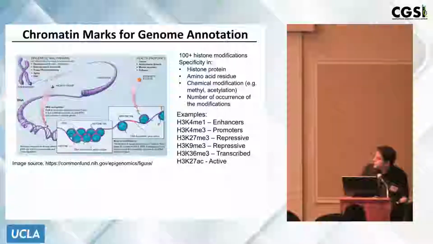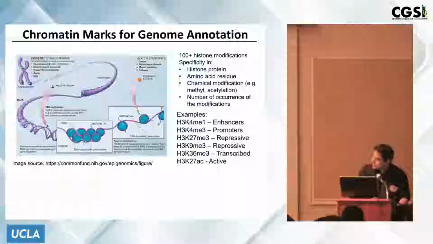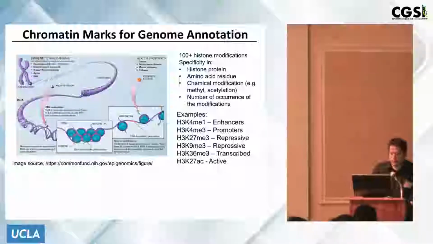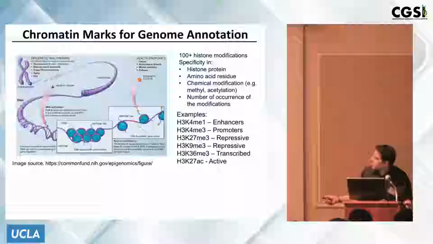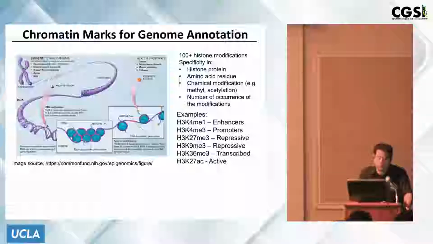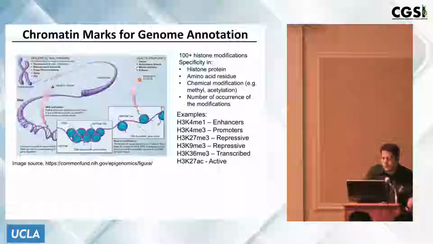So the genome is wrapped around, the DNA is wrapped around nucleosome proteins, which are comprised of an octamer of 8 histones. And these histone proteins can be subject to different types of chemical modifications. And there's a lot of different histone modifications, and there's specificity in terms of which specific histone protein is being modified, which specific amino acid residue of the protein, what type of chemical modification, whether it's a methylation or acetylation, and how many occurrences of the modification, whether you have 1, 2, 3 occurrences.